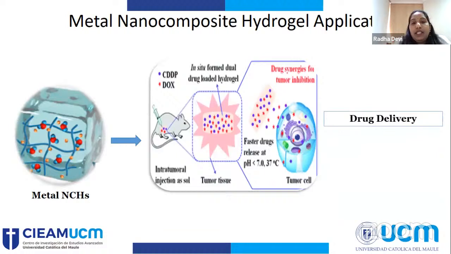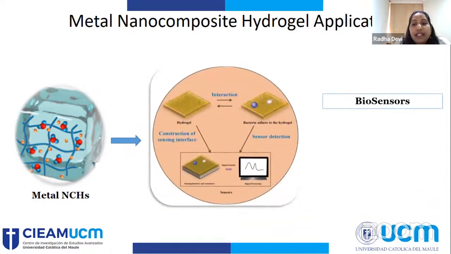And coming to drug delivery, these metal nanocomposites are also used in combination with the drug molecule for the delivery of the drug. And the other application is the biosensor, which Sandeep has been explaining very nicely, along with its concept. So these metal nanocomposite hydrogels do have their application in biosensors, where they can detect contaminants or any specific molecules.